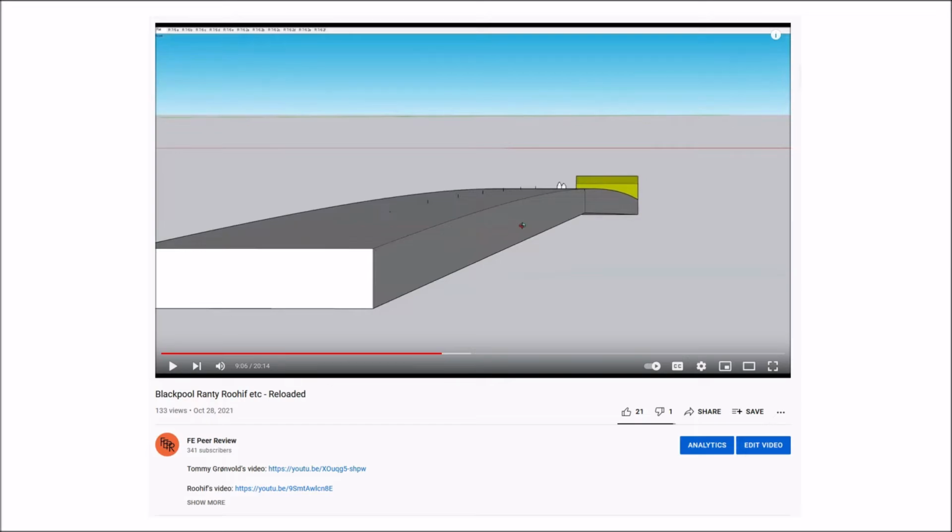When I made that 3D model, I got my numbers for heights and distances from Roohif, from analyses that Roohif has done. I wanted to be consistent with the data he was using, because there have been variations in the data used by various people, and I thought I would at least try to be consistent with one of them. So I picked Roohif, and Roohif then came by my video and made a very interesting comment.